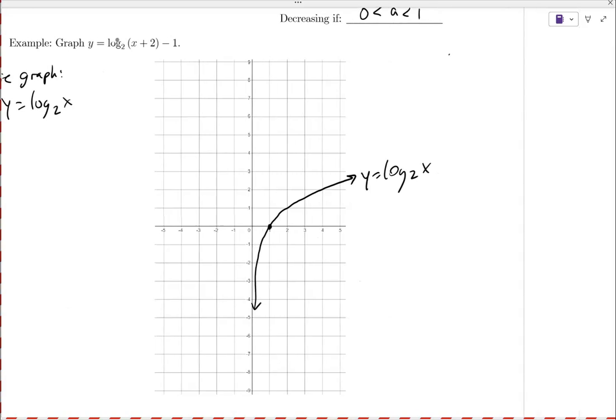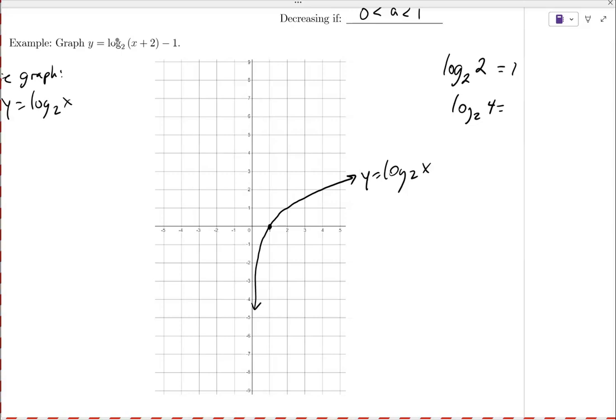If you plug in 2 for x, remember, logarithms are exponents. It's what exponent do you need on the base to get the input? So this is asking you, what exponent do you need on 2 to give you 2? 1, right? So log base 2 of 2 is just 1. And notice that is exactly where I drew the graph through, isn't it? The point (2, 1).